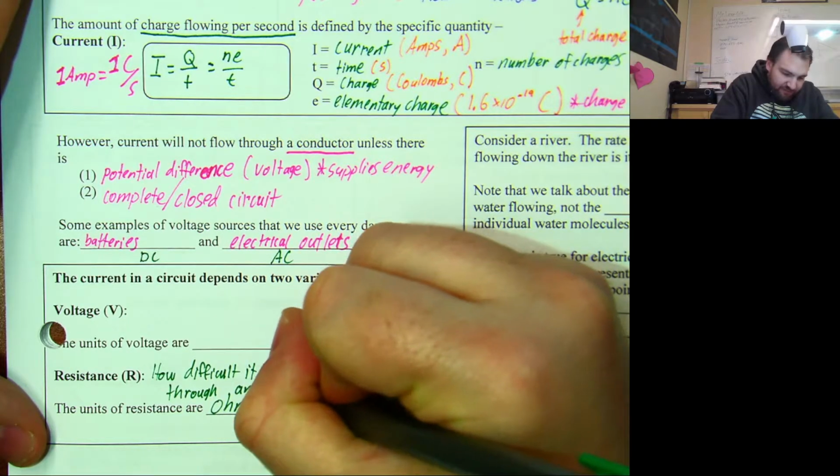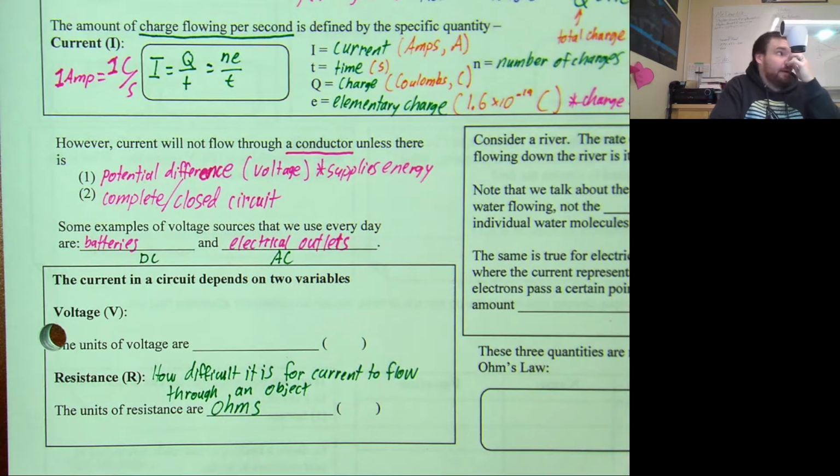an object. That object could be anything. That object could just be the copper wires. Copper wires have very low resistance. That's why we use them to power or to run electric current through our place. Or there's other objects that have very high resistance.